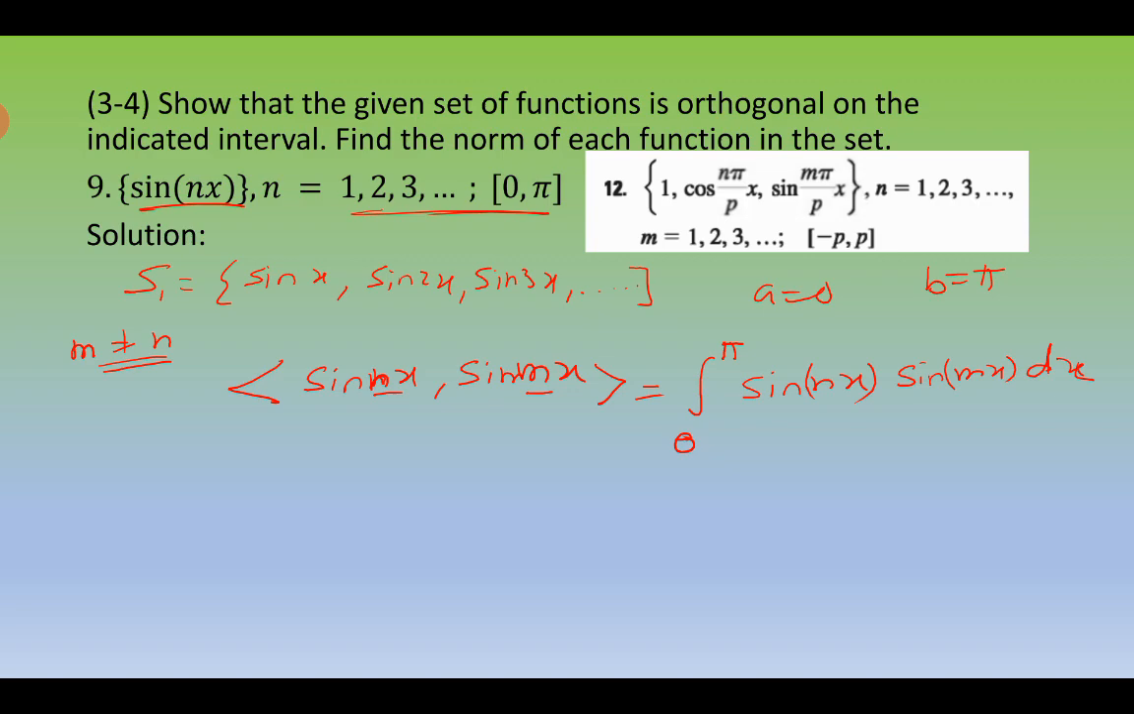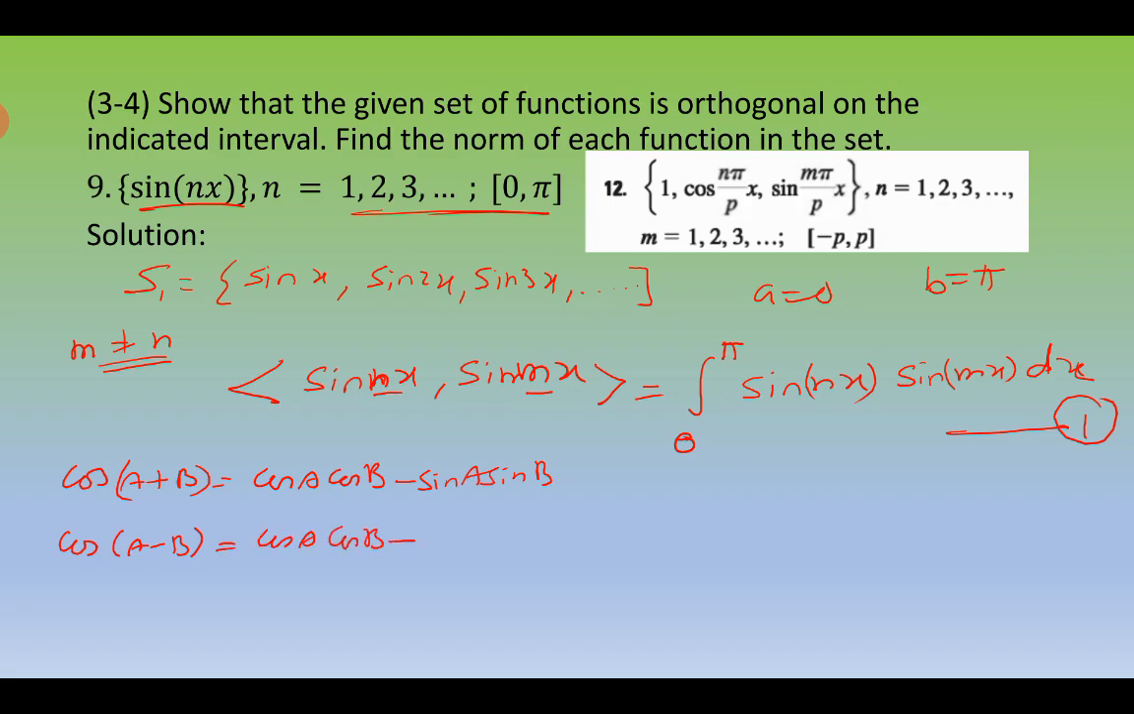Well, how do we simplify this one? We should have a formula. I just write this one as equation number 1 and recall some formulas. Cosine of A plus B is cosine A cosine B minus sine A sine B. Similarly, cosine of A minus B will be cosine A cosine B plus sine A sine B. Call them equation A and equation B.